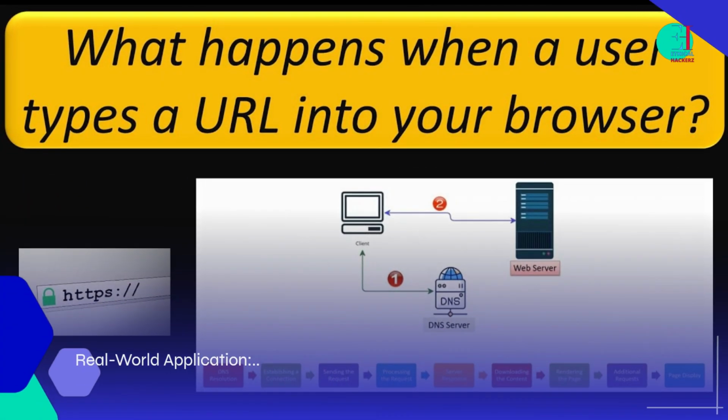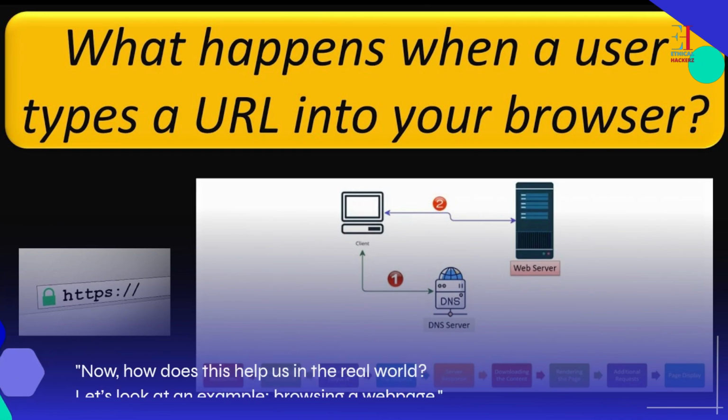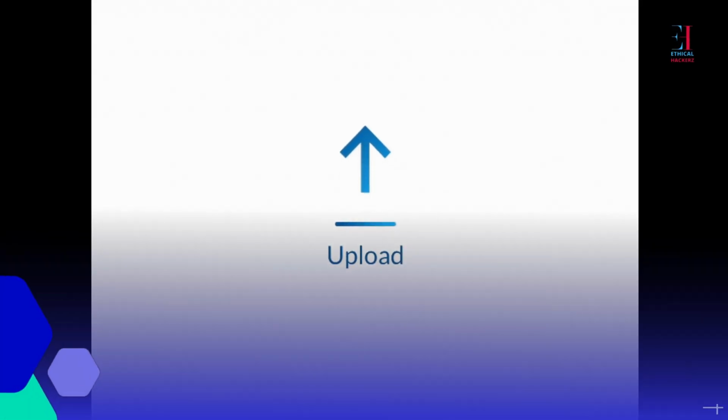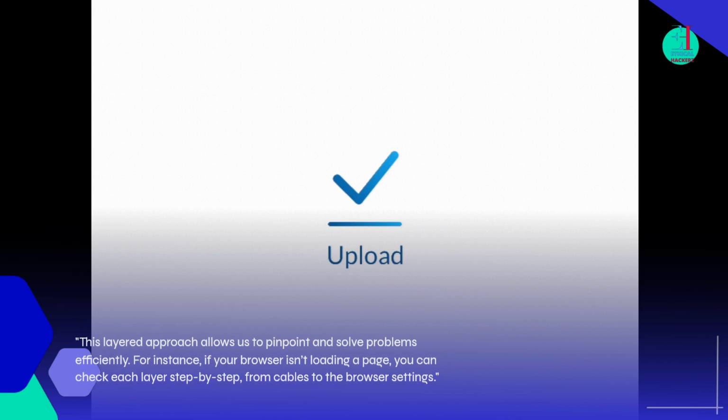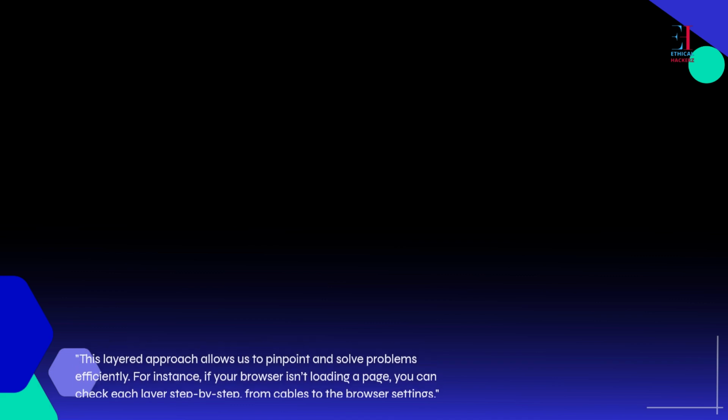Real-world application. Now, how does this help us in the real world? Let's look at an example. Browsing a web page. This layered approach allows us to pinpoint and solve problems efficiently. For instance, if your browser isn't loading a page, you can check each layer step by step, from cables to the browser settings.